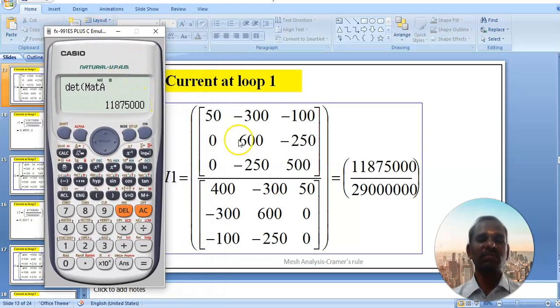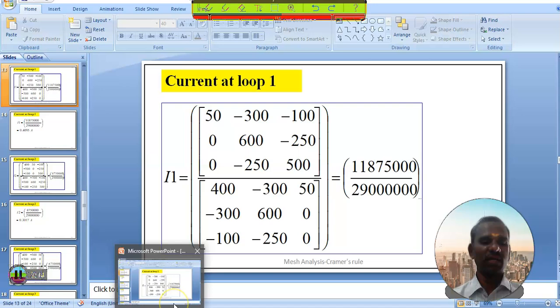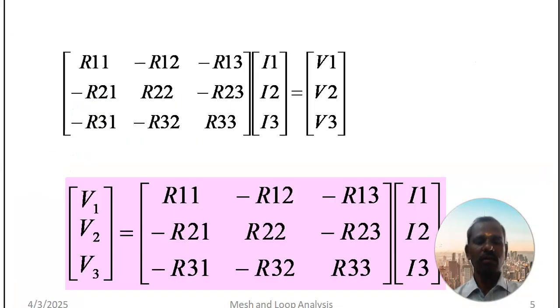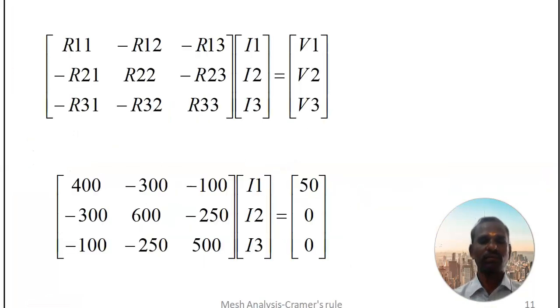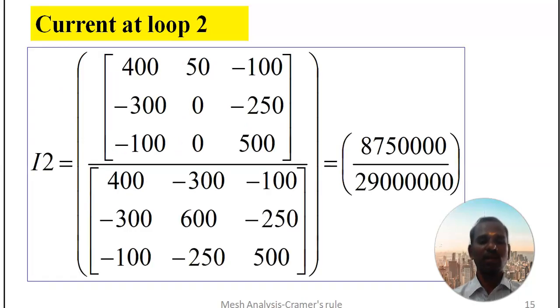If you divide this by 29 followed by 6 zeros, my current value will be 0.4095, which is approximately 0.410, right? Likewise, we need to find the current in the second loop.